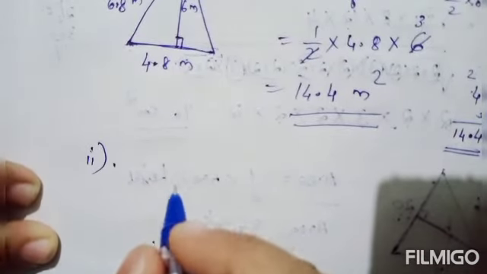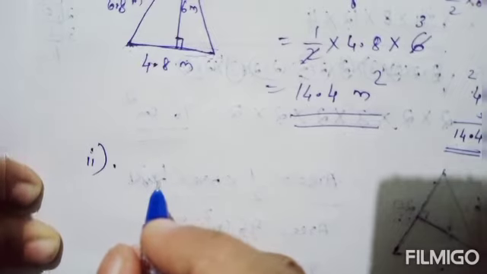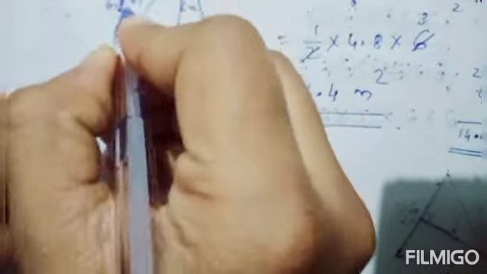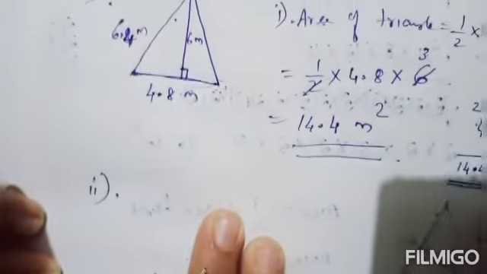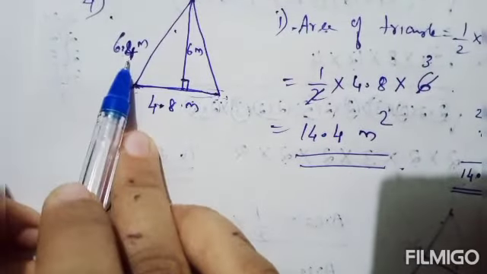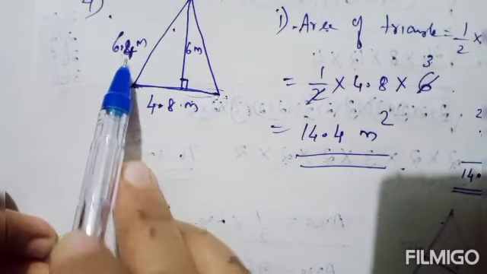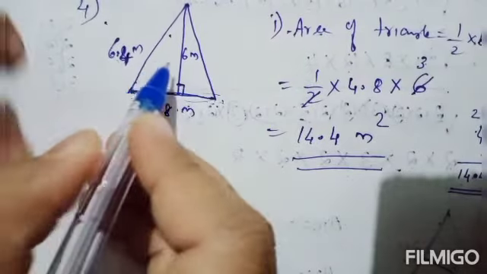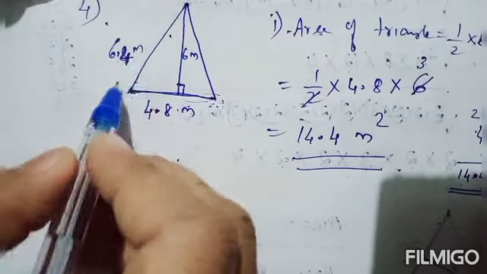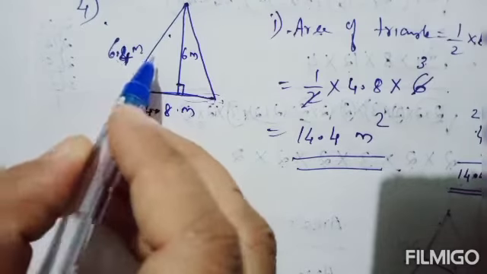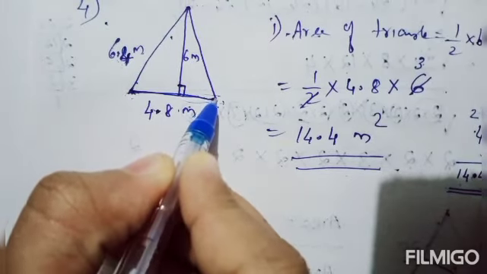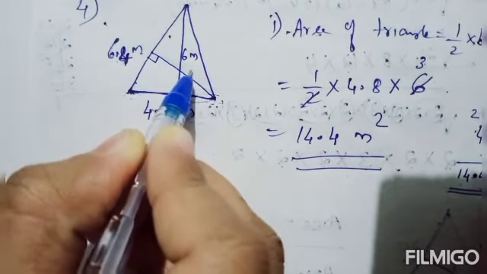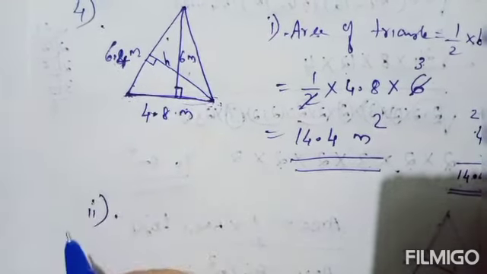Second question. Height of the triangle corresponding to the 6.4 meter side. Okay, so the height of the triangle corresponding to this side you need to find. How can you draw the height corresponding to the 6.4 meter side? From the opposite vertex you can draw a perpendicular to this side. This height you need to find. Let us call that h.